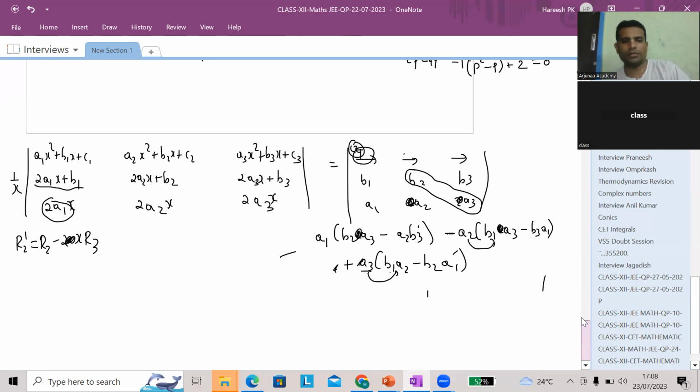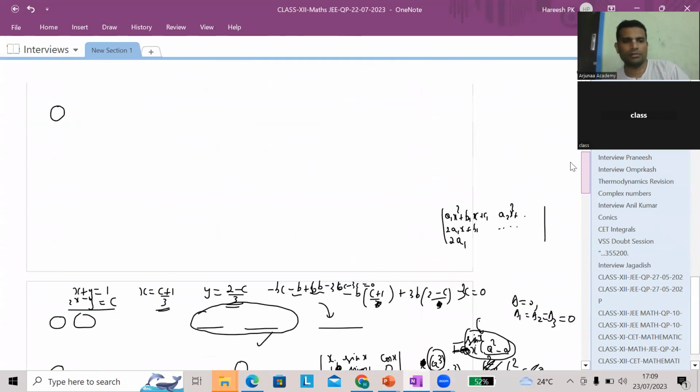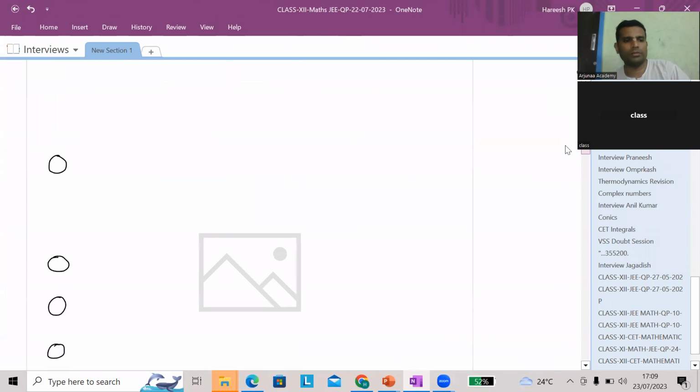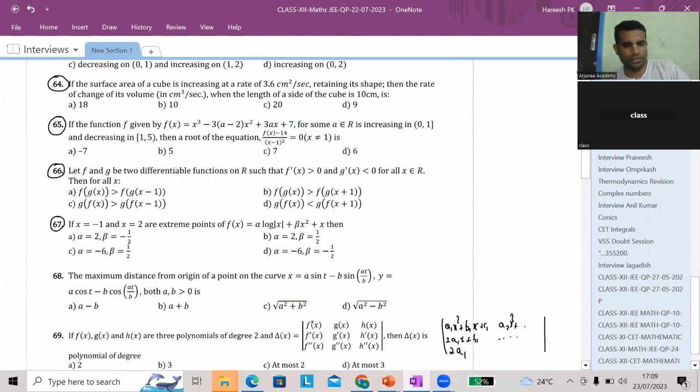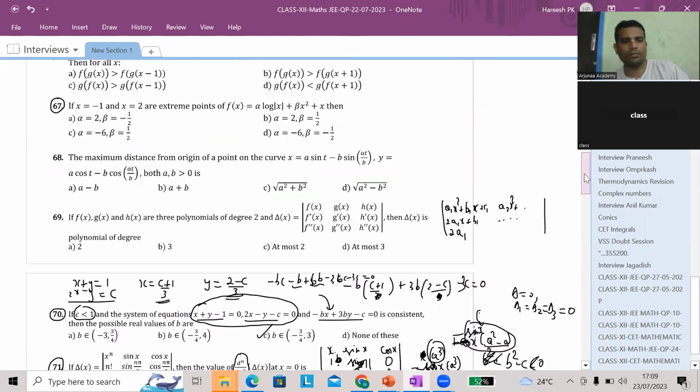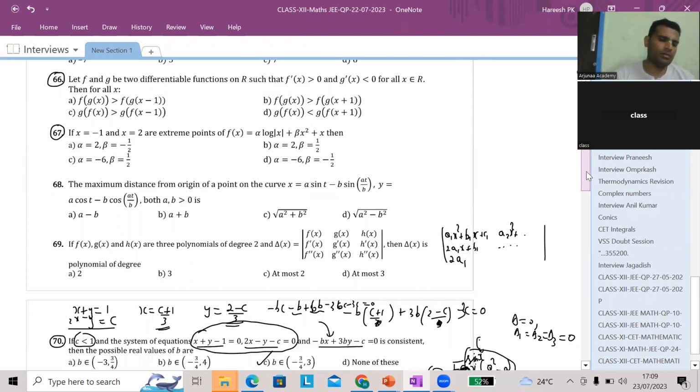We'll have to check this. We'll check that, okay? Please check that. It's either 2 or at most 2. But looks like at most 2 only, isn't it? Answer is yes. Even in the key, it's at most 2, I guess. Because we are seeing x square term is getting cancelled, isn't it?